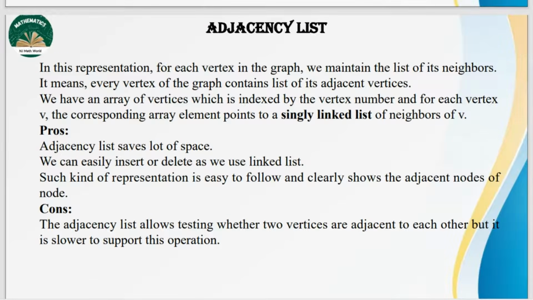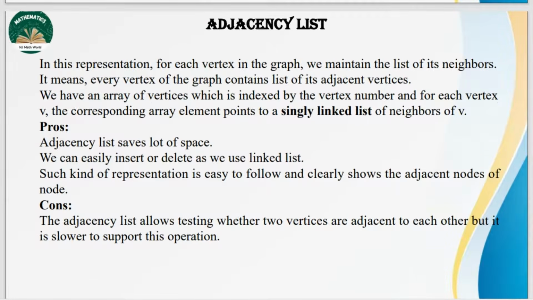Then you have the adjacency list. What is meant by adjacency list? In a graph, we maintain the list of its neighbors. It means every vertex of a graph contains a list of its adjacent vertices. An array of vertices indexed by the vertex number, and for each vertex v, the corresponding array element points to a singly linked list of neighbors of v.